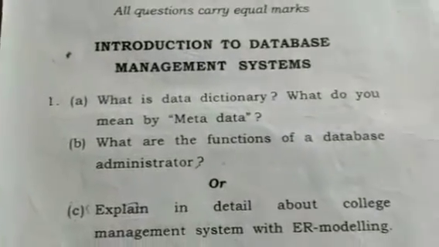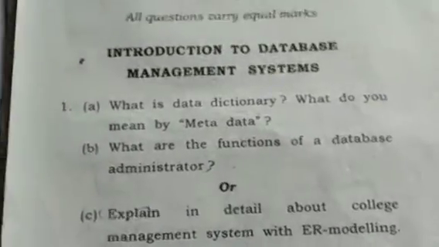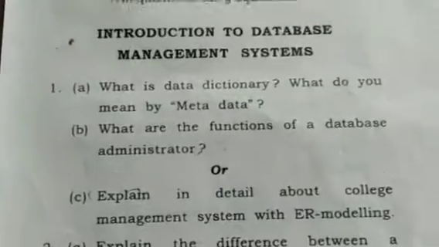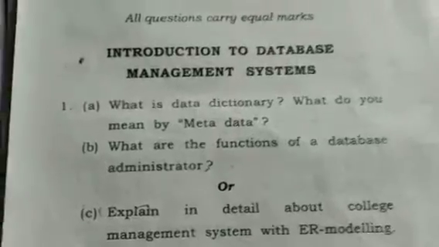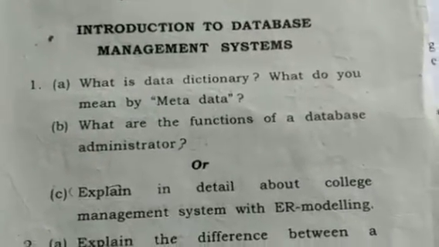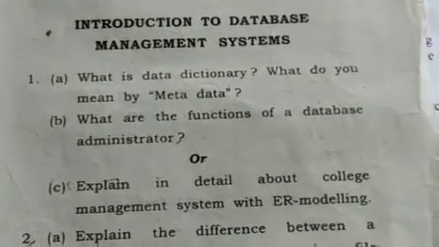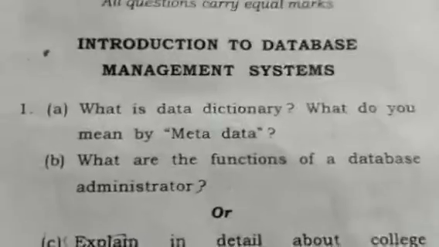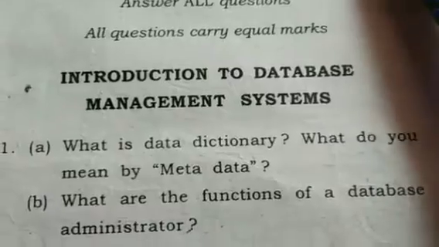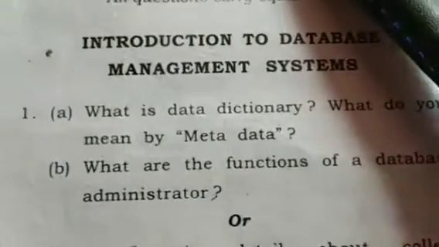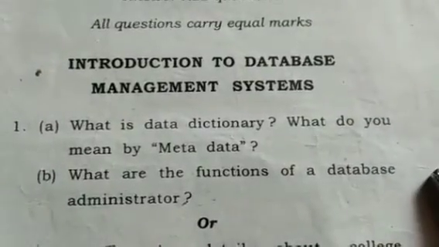Just look, from 2008 to 2019, the 12 years of question papers I am going to discuss in front of you in today's video class. Okay, so let us discuss the questions of 2008. Look at this, 2008, whose code is JSBCA 2.4, full mark is 80, and each question has 10 or 20 marks.